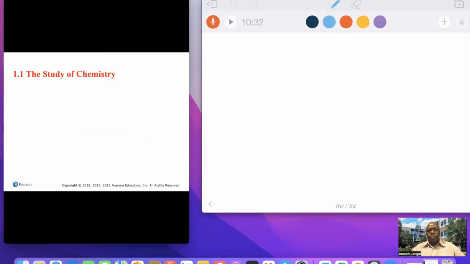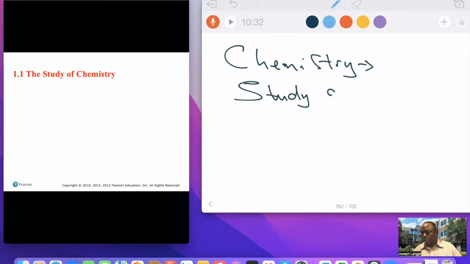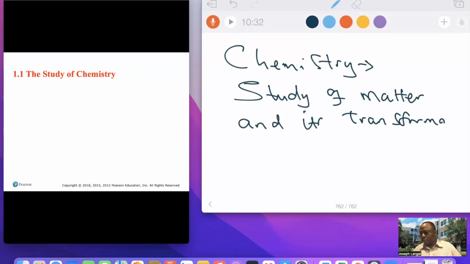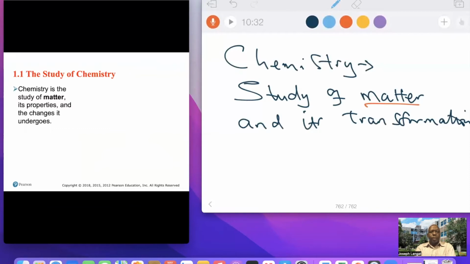Before we proceed, chemistry is simply the study of matter and its transformation. Earlier on, I defined this term matter, and we'll look at it momentarily. Chemistry concerns matter and its properties.